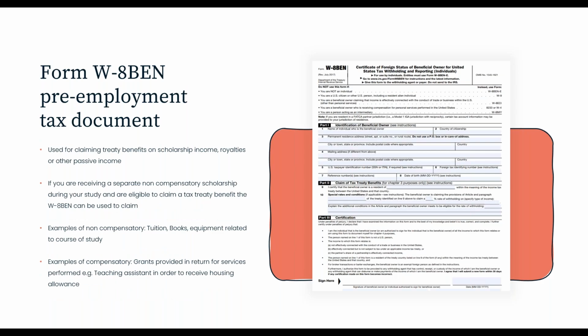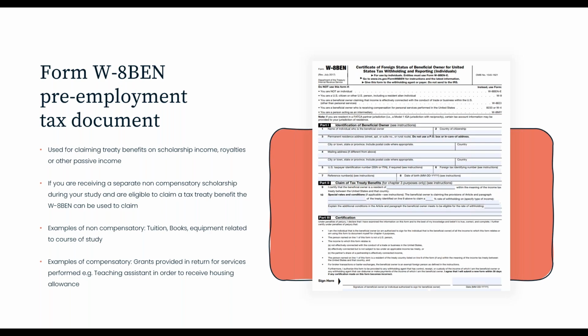The next form, Form W-8BEN, may be applicable for anyone who is also receiving scholarship income in addition to that employment income we mentioned earlier. The W-8BEN is also generally used for claiming tax treaty benefits, but more so on the scholarship income, royalties, or other passive income. If you're receiving a separate non-compensatory scholarship during your study and are eligible to claim a tax treaty benefit, the W-8BEN can be used to claim the treaty and a reduced rate of tax withholding.